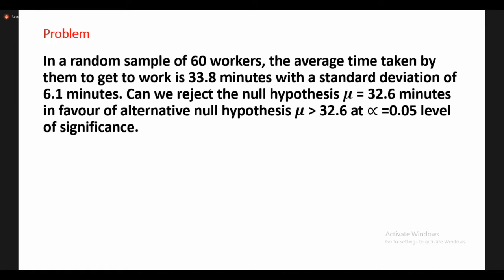As yesterday we discussed some problems, today also we'll discuss some more problems on this. After that we'll go to the next topic. All of you see the question, see this problem.